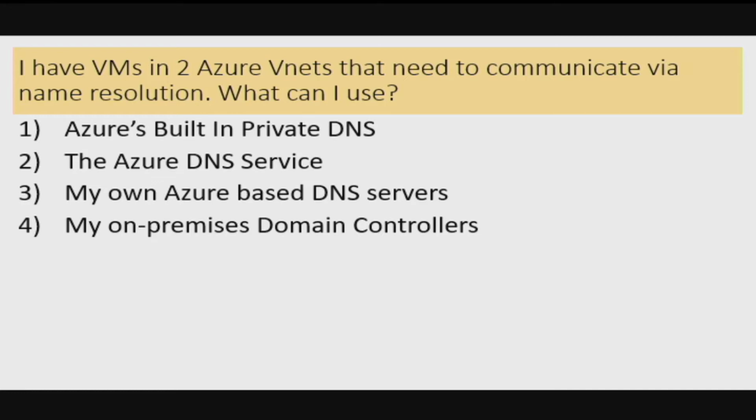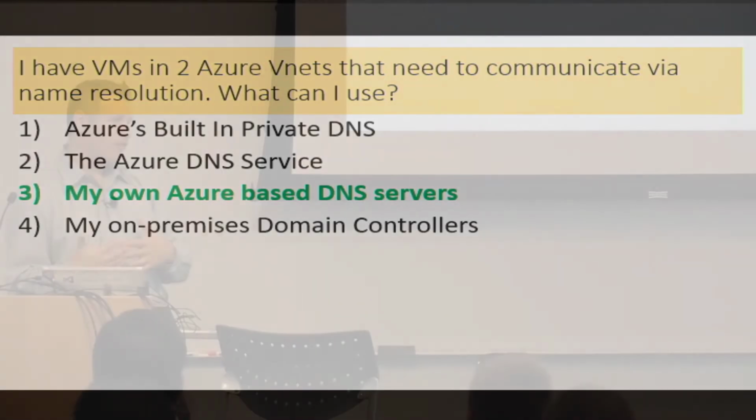I have VMs in 2 Azure VNets that I need to communicate via name resolution. What can I use? Any ideas? 1? Who said 1? 2? 3. Because they're in 2 different VNets, so that's inter-VNet communication. I can't use the private DNS for that. The Azure DNS service, that's just for public IP addresses. When you register your public domain names, you can create records for that. I need my own Azure-based DNS servers running in Azure, and I don't need to connect to on-prem because I don't mention on-prem in this solution here.